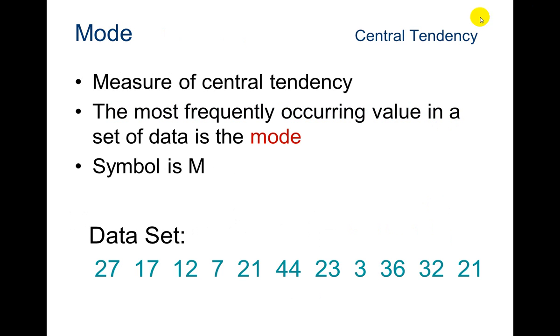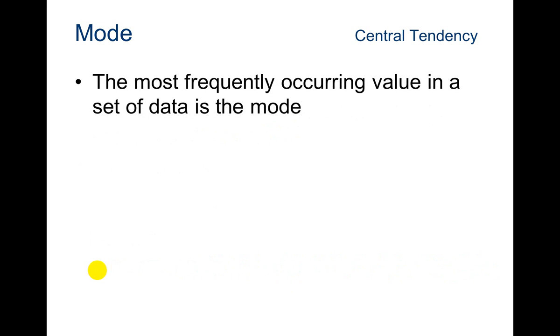Another measure of central tendency, or a way to explain what's happening in the middle of the data, is the mode. The mode explains the most frequently occurring value in a set of data. The symbol we use for this is a capital M. So look at the data set below. What number appears more often than the others?